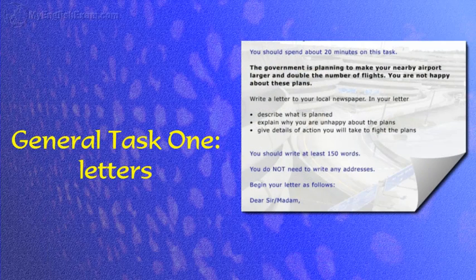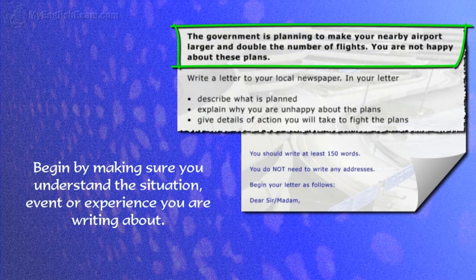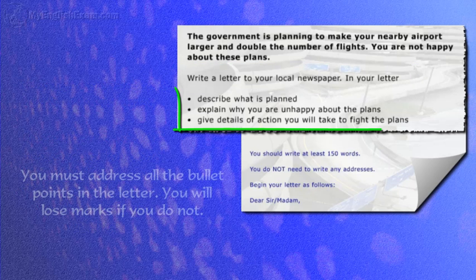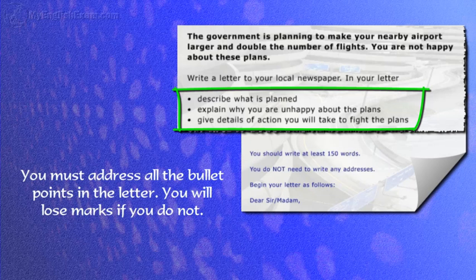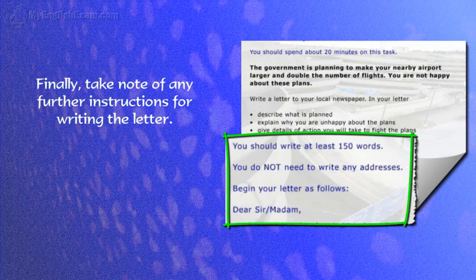General Task 1. Letters. Begin by making sure you understand the situation, event or experience you are writing about. Then note who you are writing the letter to. Remember to use the appropriate tone and language for the type of letter and the person to whom you are writing. You must address all the bullet points in the letter. You will lose marks if you do not. Finally, take note of any further instructions for writing the letter.